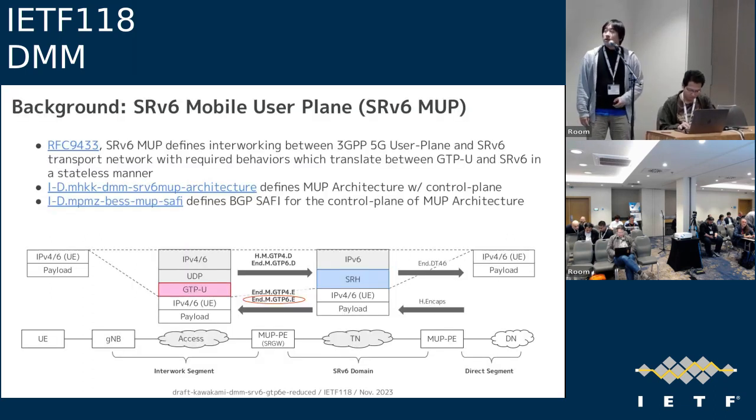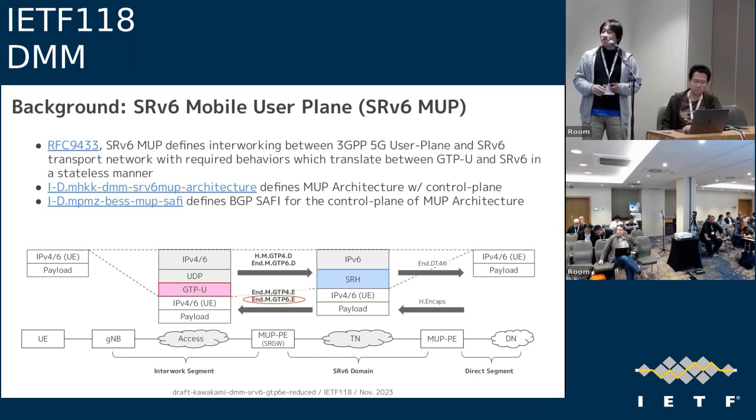So here's the background. RFC 9433 defines the SRv6 mobile user plane, which enables interworking between the 3GPP mobile user plane and the SRv6 transport network. This RFC defines the translation between GTP-U and SRv6 in a stateless manner. Here are two additional drafts related to SRv6 mobile user plane. The second one is the SRv6 mobile user plane architecture, which defines the control plane. And the third one, the BGP SAFI draft, defines a new SAFI for the control plane of the SRv6 mobile architecture.